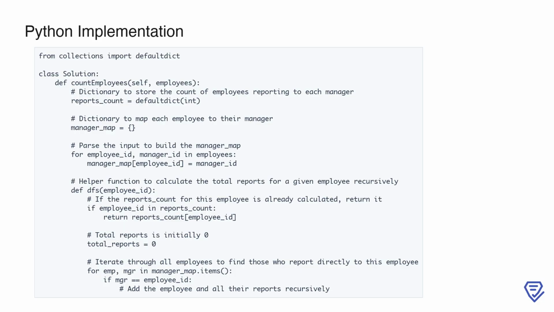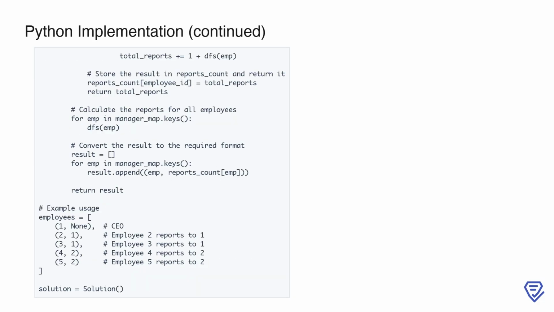Otherwise, we initialize the total reports to 0 and begin iterating over all employees in the manager_map to identify those who directly report to the current employee. For each of these direct reports, we add one for the employee and recursively include all their indirect reports as well. The recursive process continues by adding the counts from the DFS function for each direct report. Once the total number of reports for an employee is calculated, we store this value in the reports_count dictionary to avoid redundant computations later. The function then returns the calculated value for use in further computations.